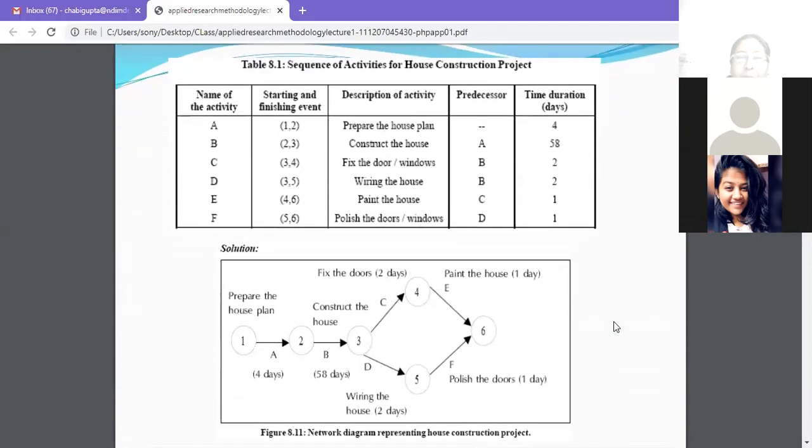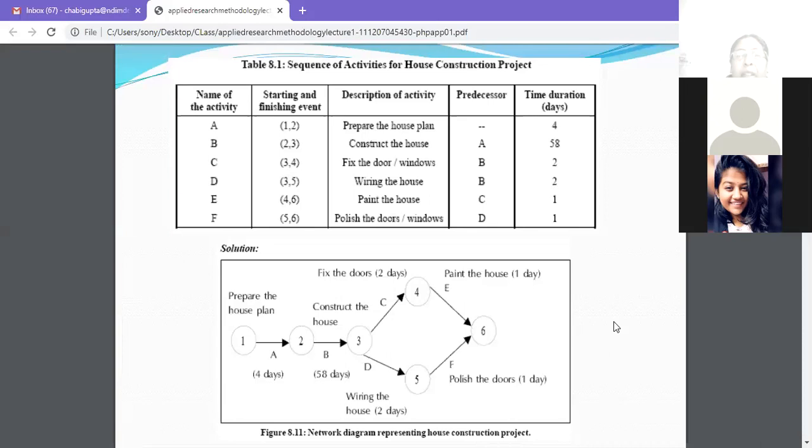Draw a simple diagram. This is the sequence of activities for a house construction project. Quickly grab a pen and paper so that you can draw a diagram. The starting and finishing events are given to you: 1 to 2, 2 to 3, 3 to 4, 3 to 5, 4 to 6, and 5 to 6. The activity descriptions are: prepare the house plan, construct the house, fix the doors and windows, wire the house, paint the house, polish the doors and windows.